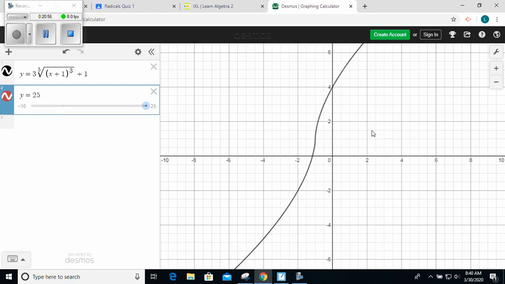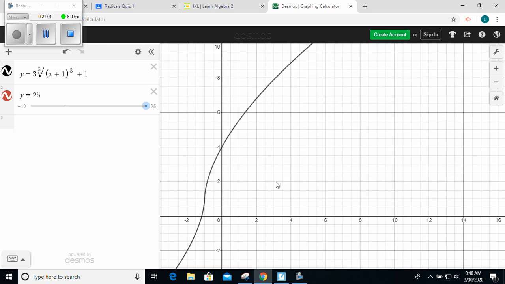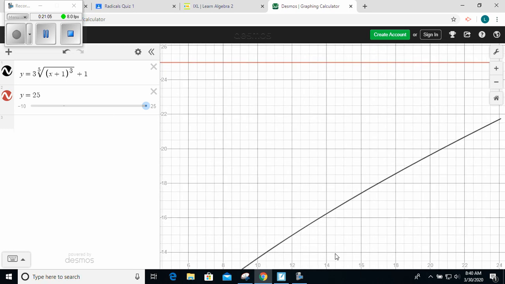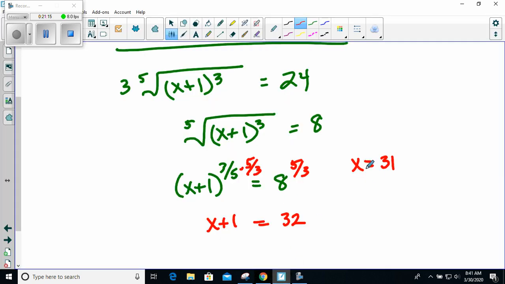Let's go to home screen and we can see what it looks like. You get a really cool graph. I dig this graph. Alright, but Y equals 25 is up pretty high. So we're going to go all the way up to 25. We see the red line. Let's just keep scrolling over. There it is. X is 31. Now that line's not going to intersect that black line at any other point. So in this particular problem, we had that one solution.